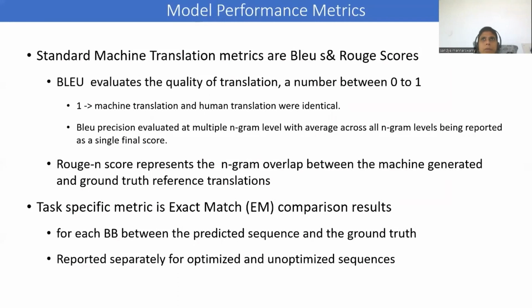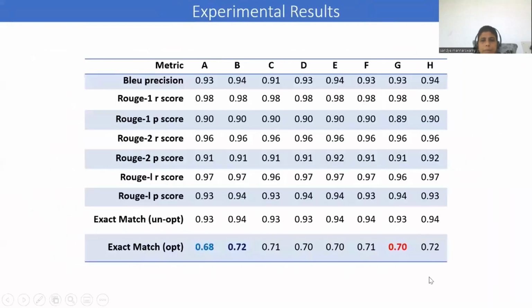As you know, BLEU and ROUGE scores are evaluated at multiple n-gram levels, unigram, bigram, up to L-gram level. And we combine all of them and they are traditionally reported as a single final score to evaluate neural machine translation systems. However, in our case, since this is a compiler optimization task, we also have a task specific metric, which is actually the exact match comparison result. So we report on the exact match comparison between the predicted sequence and our ground truth. And we report this separately for optimized and unoptimized sequences.